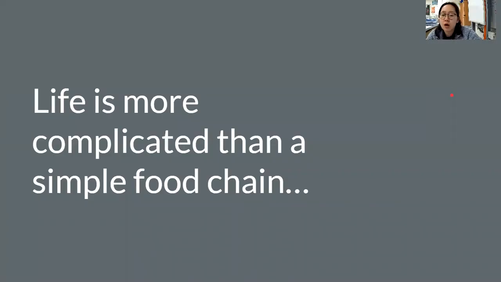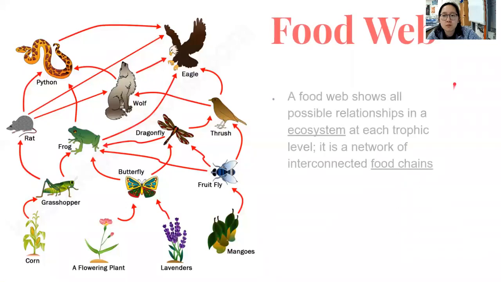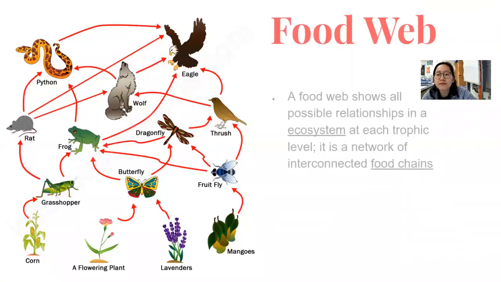Life is definitely more complicated than just a simple food chain. That's why we have food webs. So a food web shows all of the possible relationships in an ecosystem at every single trophic level. And it's basically when you take a bunch of different food chains in an area and interconnect them, because food chains aren't actually realistic.